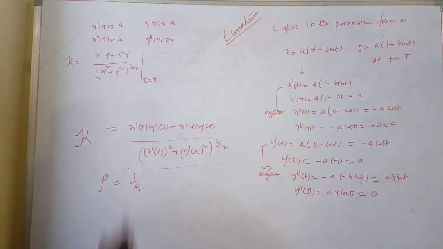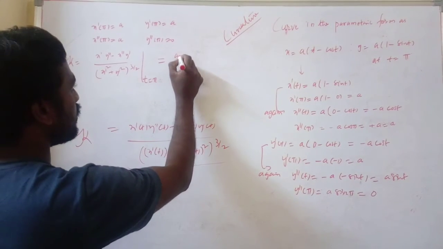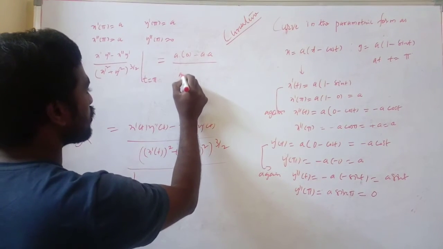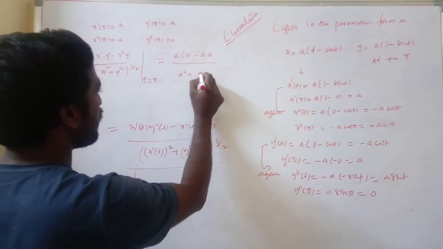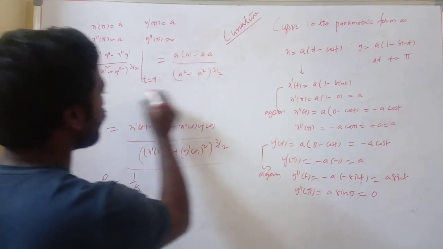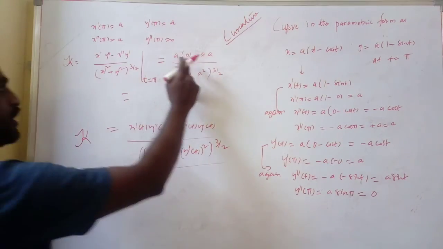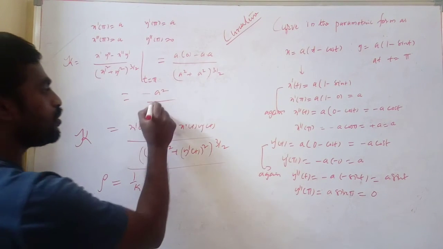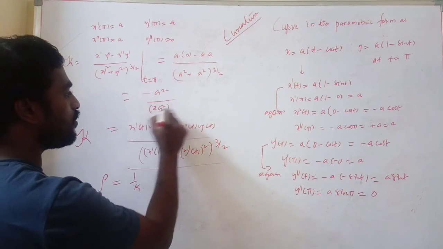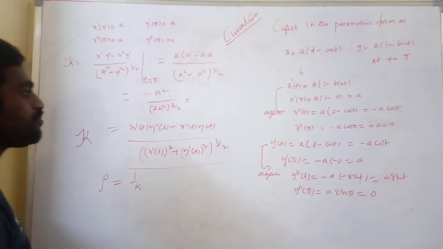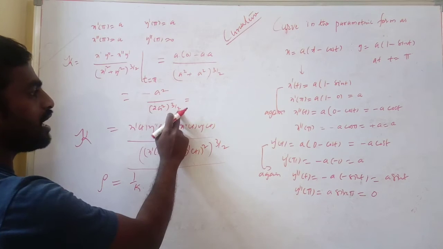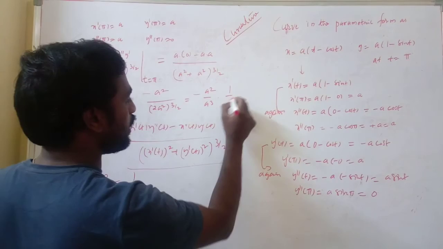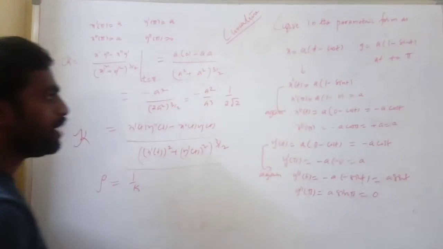Okay, so finally substitute the values. X dash is a into 0, minus a into a, divided by (a square plus y dash value, which is also a square) all to the power of 3 by 2. So a into 0 is 0, minus a square, divided by (a square plus a square, which is 2a square) whole to the power of 3 by 2. Now we can write the square in the denominator, the 2 will cancel, a power 3, so minus a square by a power 3 into 1 by 2 root 2.